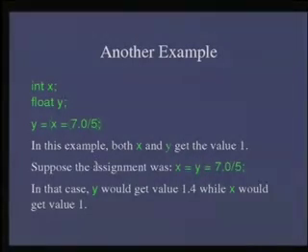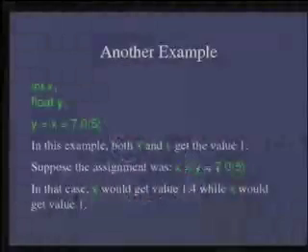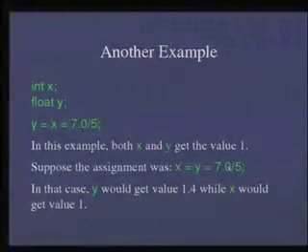On the other hand, suppose the assignment was x assigned y assigned 7.0 divided by 5. So what's going to happen in this case? This assignment is going to happen first. Now 7.0 divided by 5 is evaluated. It again evaluates to double value 1.4. Now y is a float. The double value 1.4 gets converted to the float value 1.4, and that's the value that gets assigned to the variable y. So y gets the value 1.4, and the value of this overall expression is 1.4 of type float. And then this assignment happens.